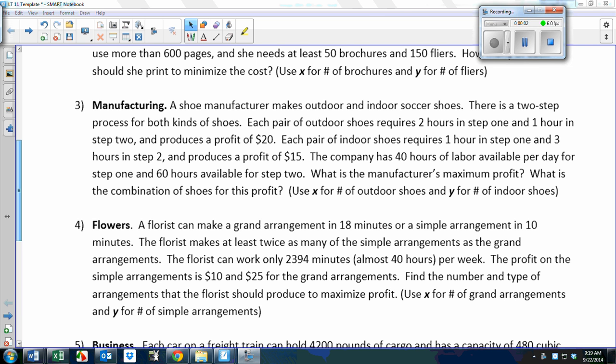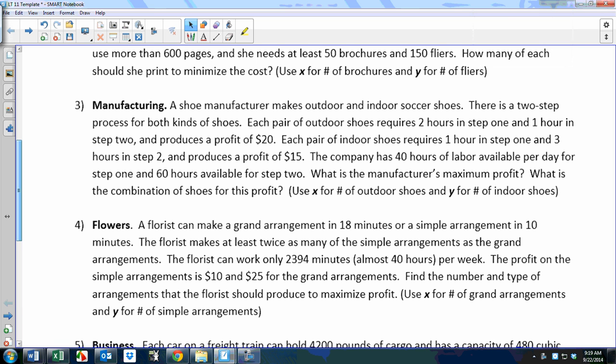In working number 3, first of all, if you need to pause the video and read number 3, do so. I'm talking to the people who are watching this on the internet. You're in here in class. Hopefully you've already read 3, but if you haven't, we're talking about outdoor and indoor shoes. We're talking about a 2-step process to make them. So I'm going to cut the room in half here.